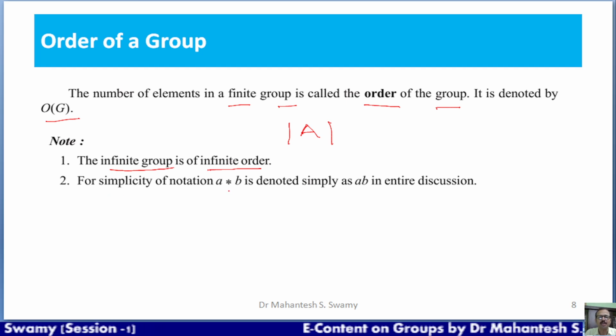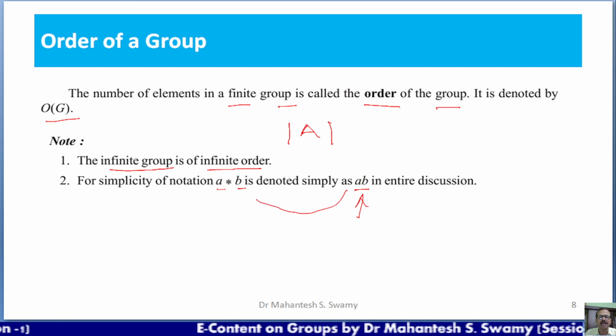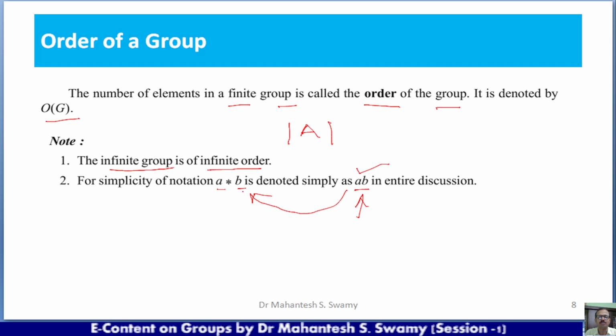Now we have another important sign convention. For the sake of simplicity, instead of denoting the binary combination A star B, we can simply use the notation AB. So AB is nothing but again A star B. You have to keep that in mind. A star B is not necessary to indicate explicitly every time, so for the sake of brevity, we can simply show it as AB. AB stands for A operated with B under the binary operation star.